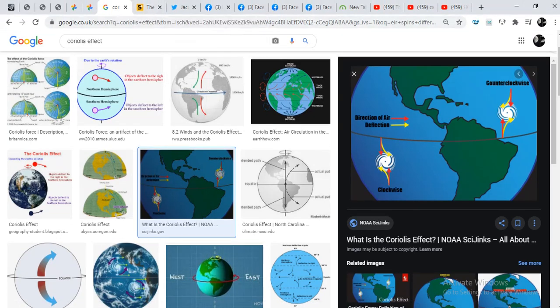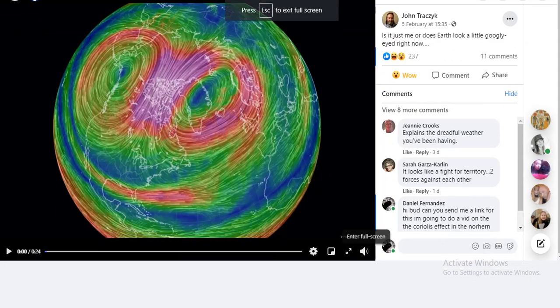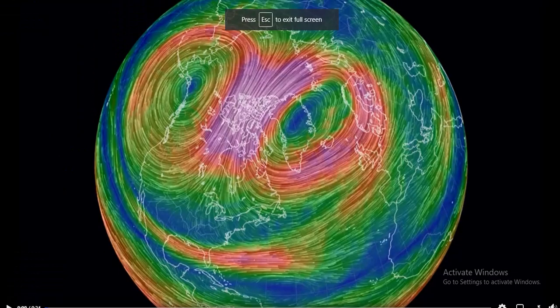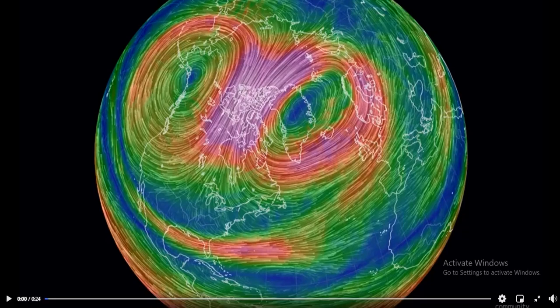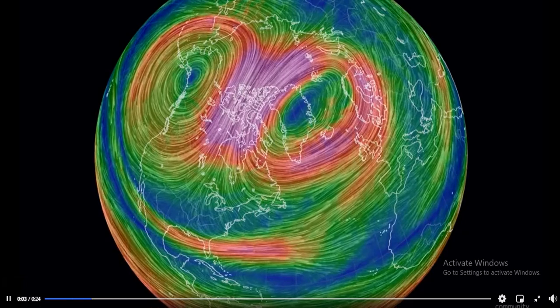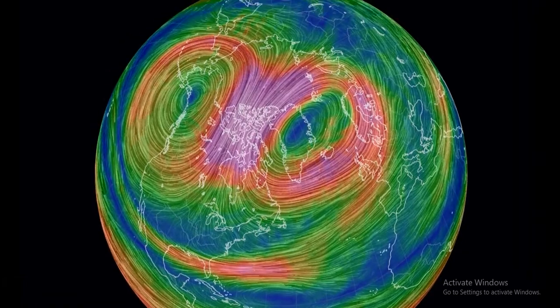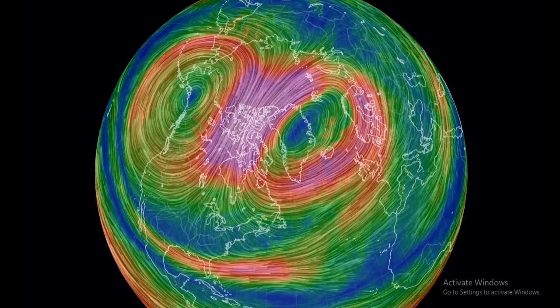I just want to show you something from my friend on Facebook. I've not been looking at these, but I do look at his work. Look at this. This is the northern hemisphere. There's the UK, see the UK there? Let's play it. Look, that's showing off, isn't it? The Coriolis effect, a giant one on the northern hemisphere.